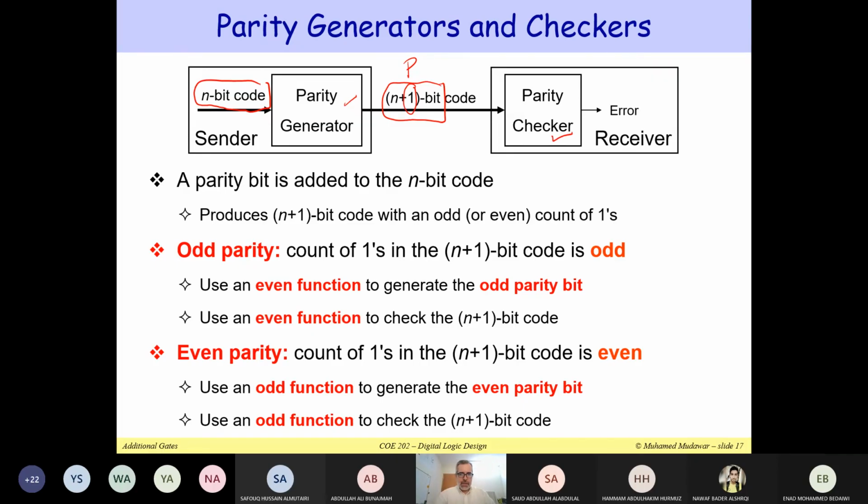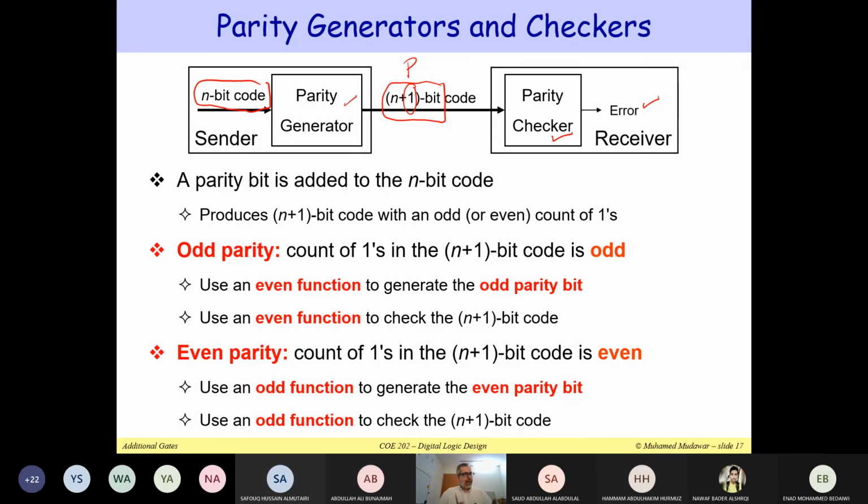to check if there is an error in the received code or there is no error. So here, if there is an error, then this out will be equal to 1. Otherwise, the out will be equal to 0. Now, if there is no error, the receiver can remove the parity bit and keep the n-bit code. So the reason why we have this parity bit is just for checking for errors in the transmitted data. So we can use two types of parity. We can use odd parity or we can use even parity.